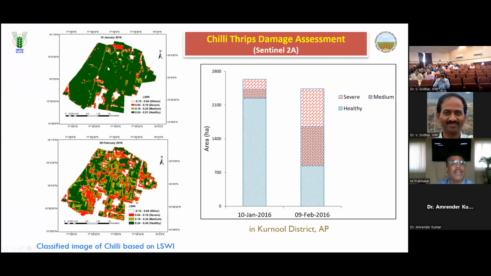You can see to the left, the before damage, this is 10 January 2016, and then within a month, 9 February, the changes in the same area and the damage severity. You can see the severity is based on NDVI classification, and you can estimate the area to the right. The red checked ones are 10 January, and then you can see how much it has spread. Almost more than 500 hectares is affected in this particular village, and the healthy area also you can estimate.